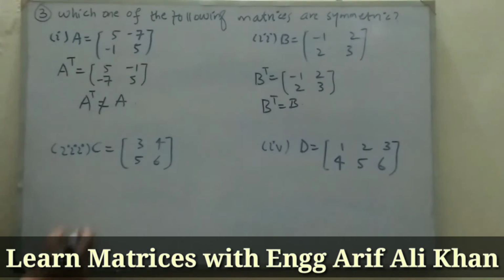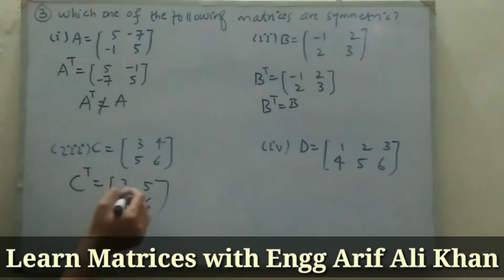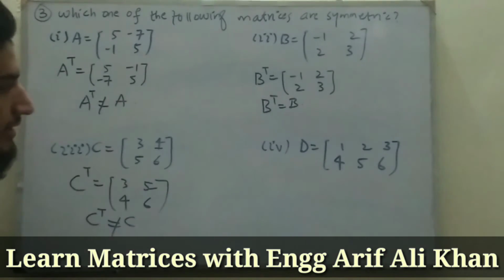Now taking the transpose of part 3, so it becomes C power capital T is equal to 3, 4 will convert into a column, 5 and 6 will convert into a column. So here it is 3 and here it is 3. Here it is 4 and it is 5. So these are not equal. C power transpose is not equal to the matrix C. So this is not the basic definition of a symmetric matrix. It means that part 3 is not a symmetric matrix.